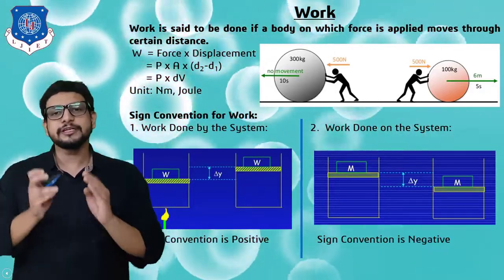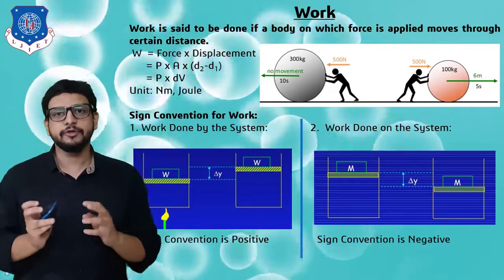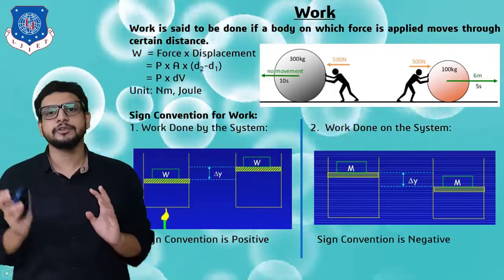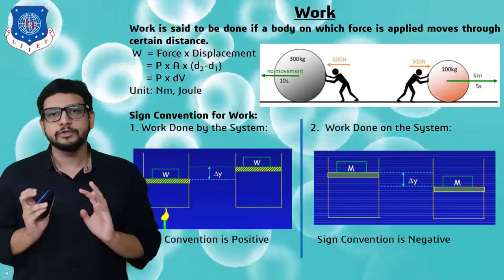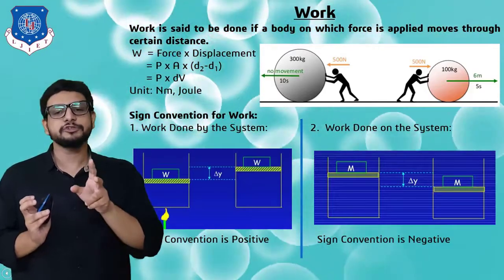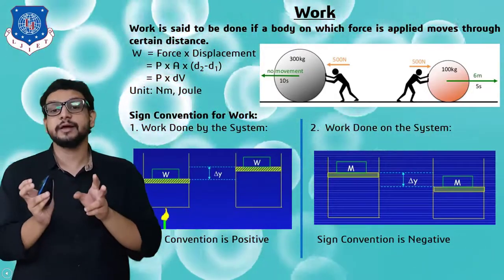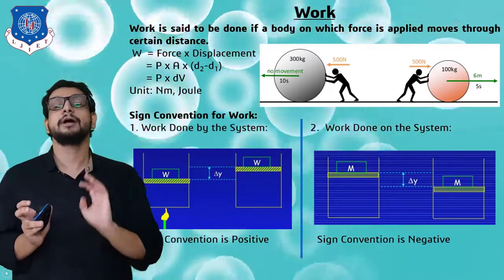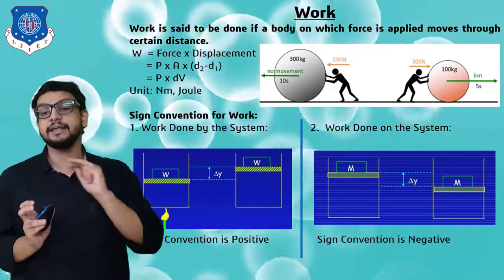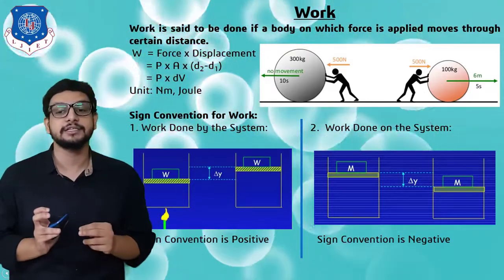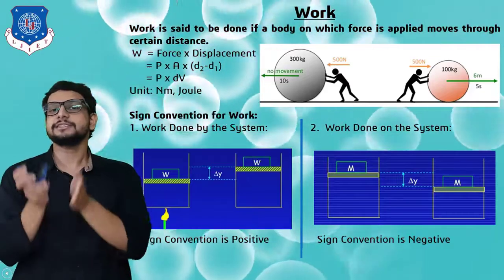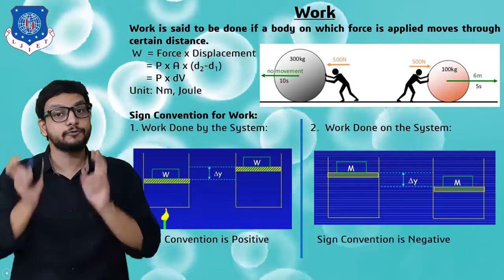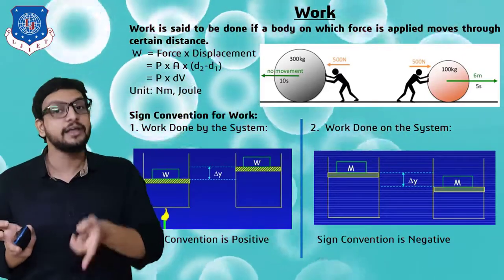Right. On your screen, as you can see, I have shown a figure in which two objects are shown. One object has a weight of 300 kg, another object has a weight of 100 kg, and a person is pushing. In the first case, when a person is pushing a weight of 300 kg, there is no displacement, or we would say the object is not moving. In that case, we would say force is applied, but work is not done. Whereas in the second case, when a person is pushing a weight of 100 kg, that object is covering a distance of 6 meters, which means a displacement is present. So force into displacement, which means work is done in this case.